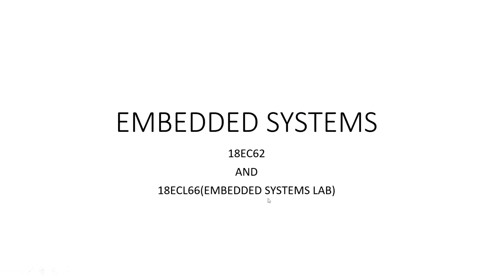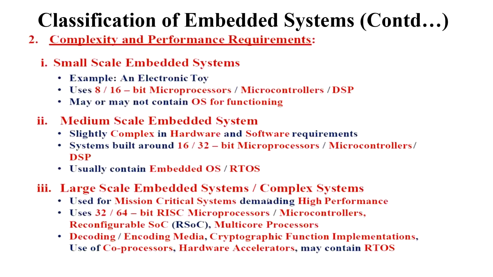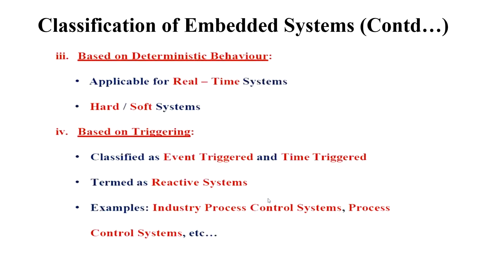Okay. So anyway, we were dealing with module 3, which is nothing but embedded system components. So we have covered this. So next one is classification of embedded systems, the third one, which is based on deterministic behavior, right? Based on deterministic behavior, that means we are going to determine the output. Based on that, we are going to divide it into two parts.